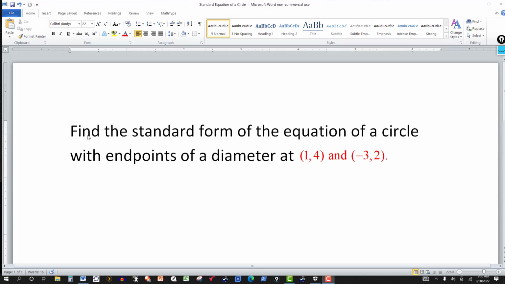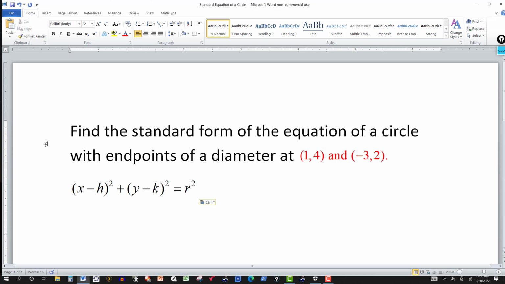In this video, we want to find the standard form of the equation of a circle with endpoints of a diameter at (1, 4) and (-3, 2). So the endpoints of the diameter are given to be (1, 4) and (-3, 2). It's important to know that the midpoint of the diameter is the center.